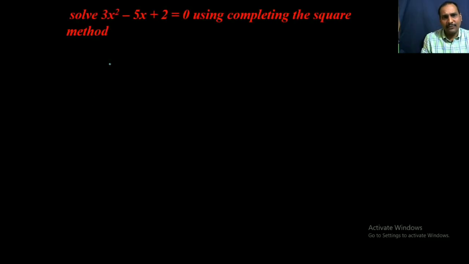Here is a different problem. In all the examples I did till now, the coefficient of x square was 1. But here it is 3. So the first important condition is to get rid of this 3 and make the coefficient of x square as 1. So what should we do? Divide the equation by 3.